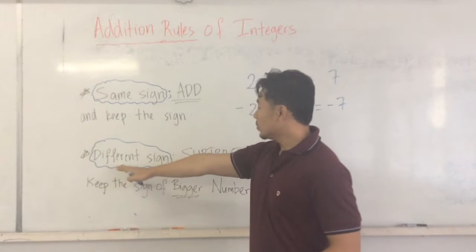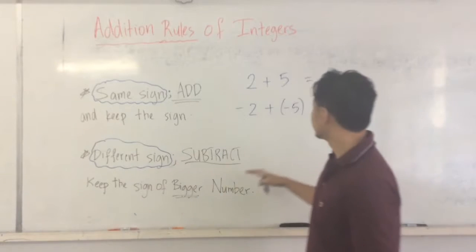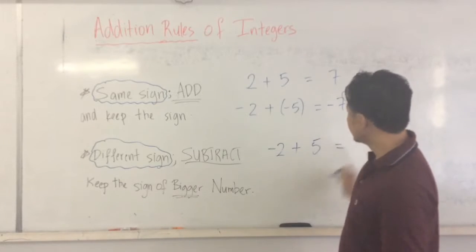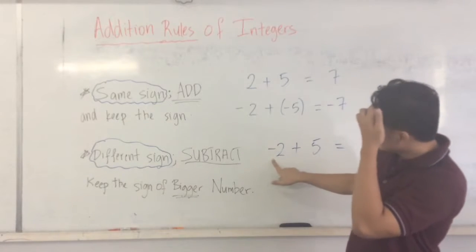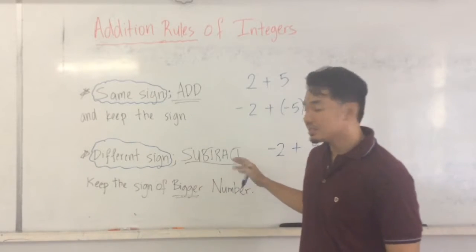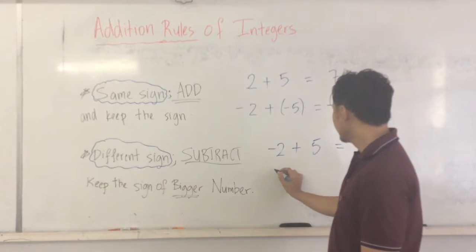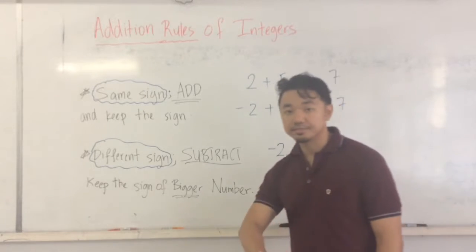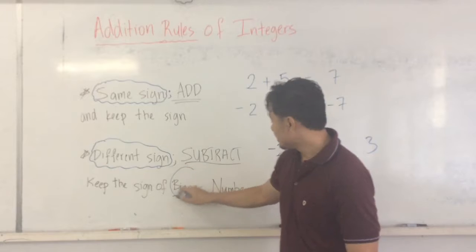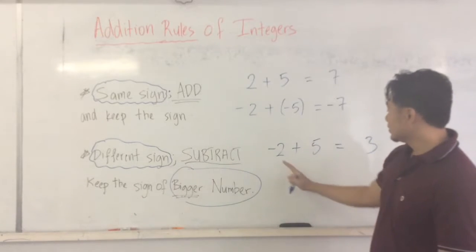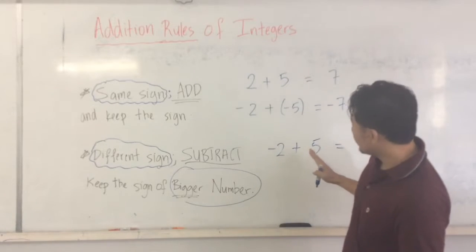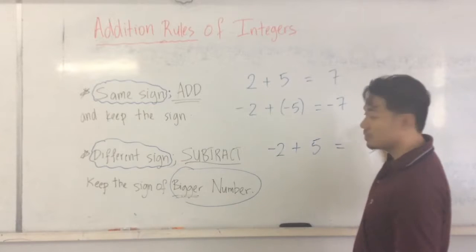Okay. So what happens if you have different signs? Let's say negative 2 plus 5. You have different signs here: you have negative and you have positive. If you have different signs, subtract. Just subtract them. 5 minus 2 is 3. And then keep the sign of the bigger number. 5 is bigger than 2. Since the sign of 5 is positive, it's positive 3.